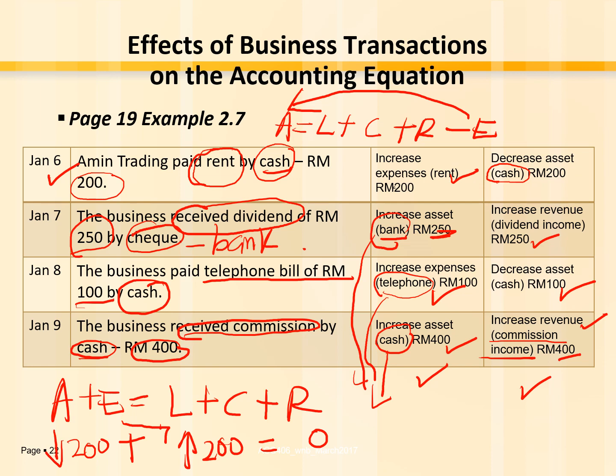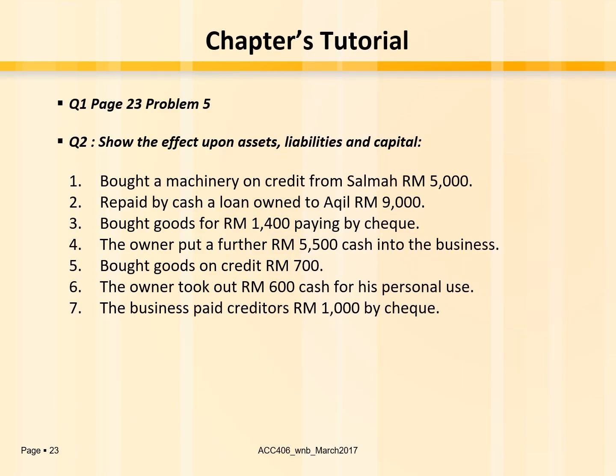Okay, so untuk next, I need you to do your exercise on your own. Dan kita akan discuss masa our WhatsApp meeting. So, yang ni adalah the chapters tutorial. Dia ada 7 transaction altogether. Dia nak tahu effect kepada asset, liability dan juga capital. So, I want you to do this question. Okay, semua ni. Dan kita akan discuss.